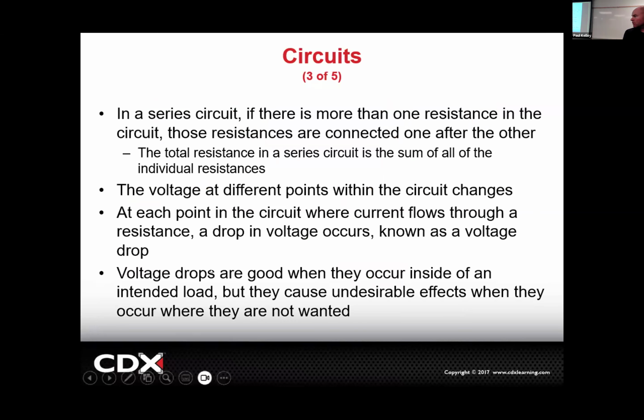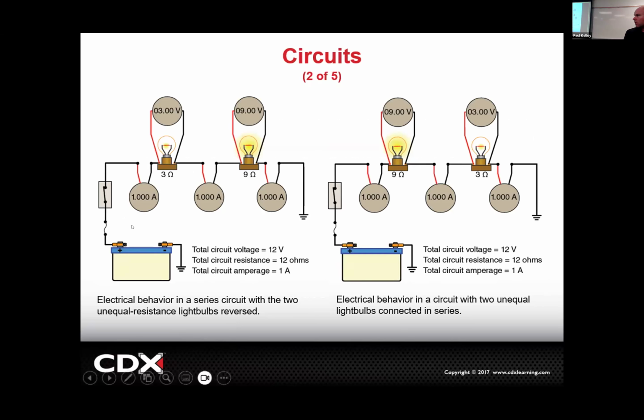And then voltage drop, it's a good thing, right? When they occur inside of an intended load, okay? So right here, these voltage drops are good. We wanted these voltage drops because there's bulbs there. But what if we had, like I was saying, what if this wasn't a bulb? What if this was a connector with a bunch of corrosion in it? That'd be unwanted. That'd be bad. That would make our bulb dim, and you'd be like, it's acting like it's got a second bulb in there. Well, yeah, it's an unwanted voltage drop.